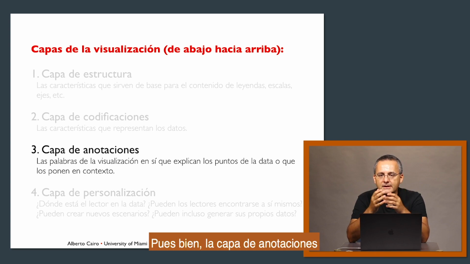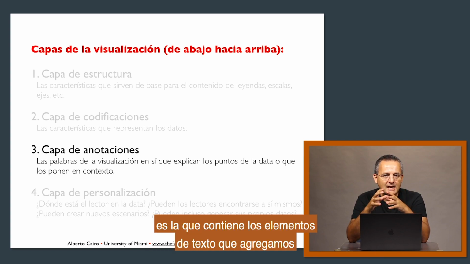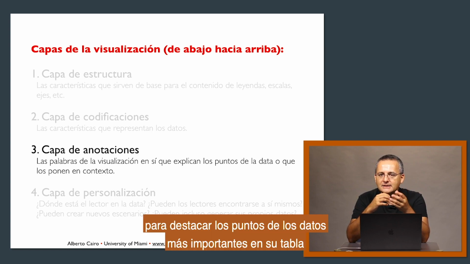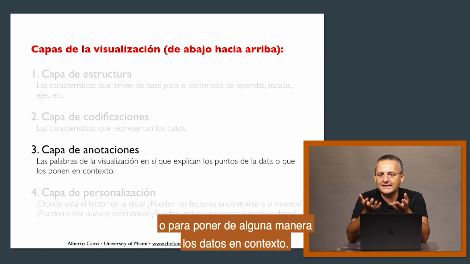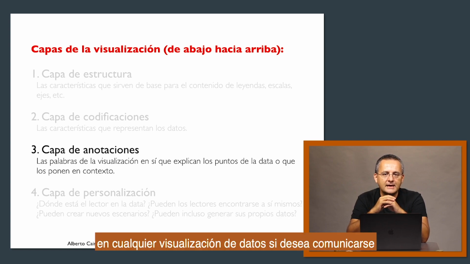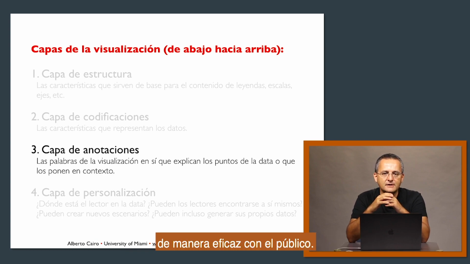Well, the annotation layer is those text elements that we add to visualizations to either clarify the data, to highlight the most important data points in your chart, or to put the data in context somehow. And this is a very important layer in any data visualization if you want to communicate effectively with the public.